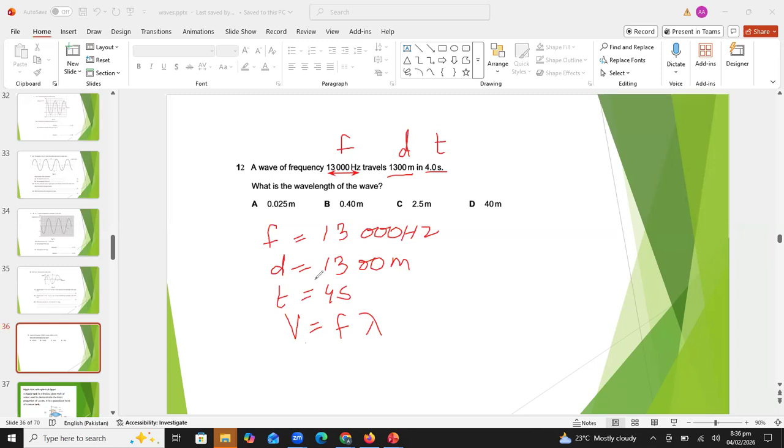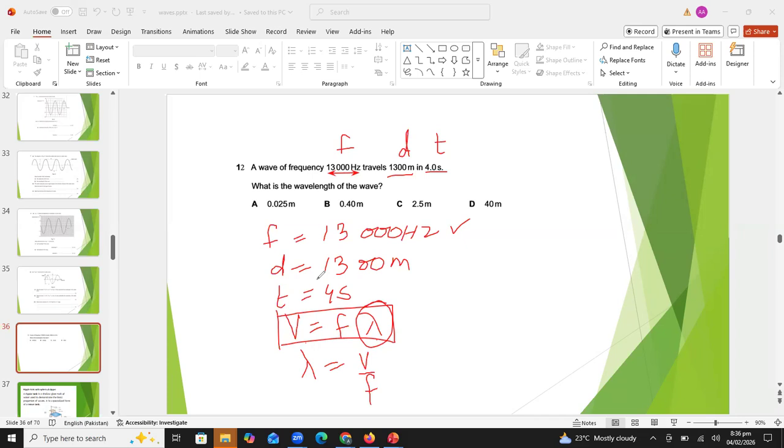Now students, we are using this formula V is equals to F lambda. So basically lambda is the wavelength. So we have to find lambda. So we will make it independent. So lambda is equals to V upon F. So F is already given in the question, that is equals to 13,000 hertz. Now we have to find, we don't have speed here.